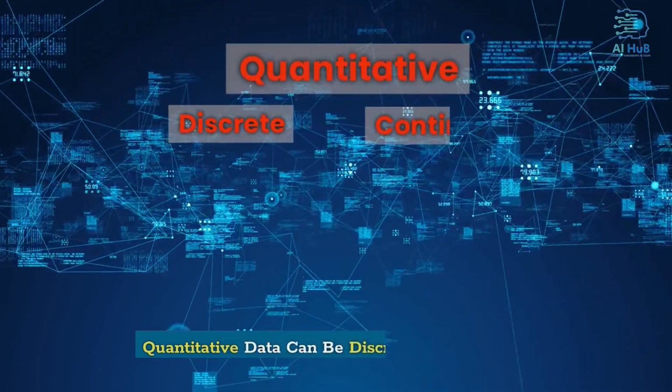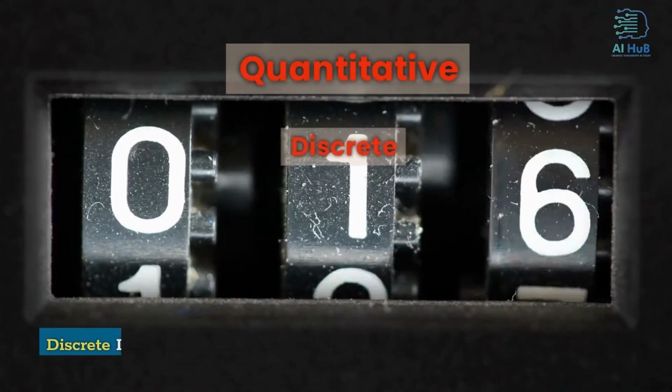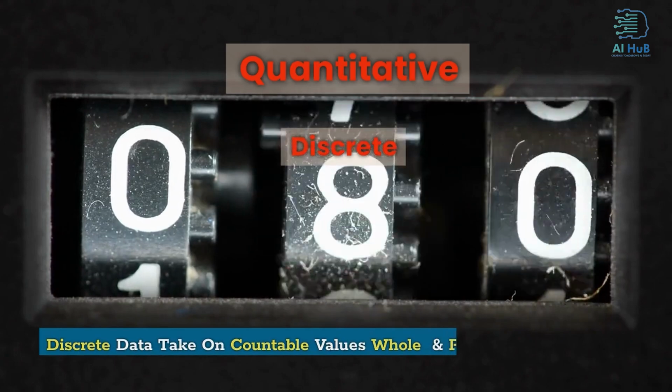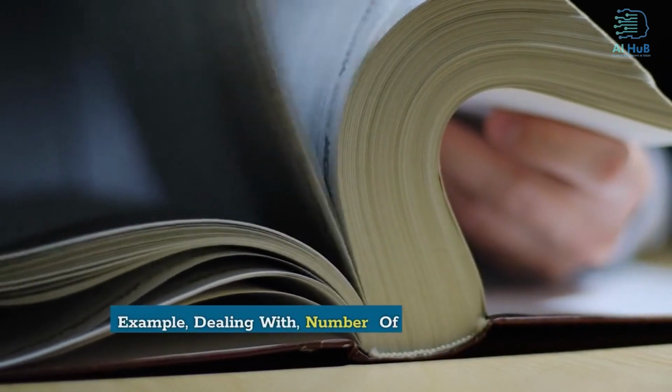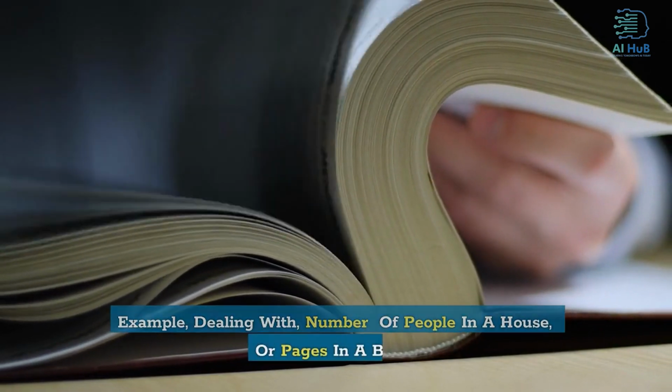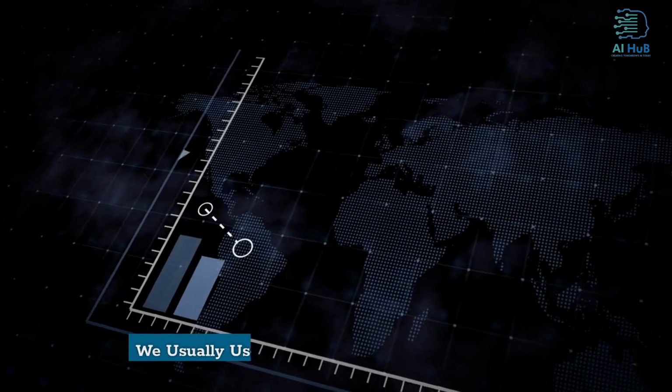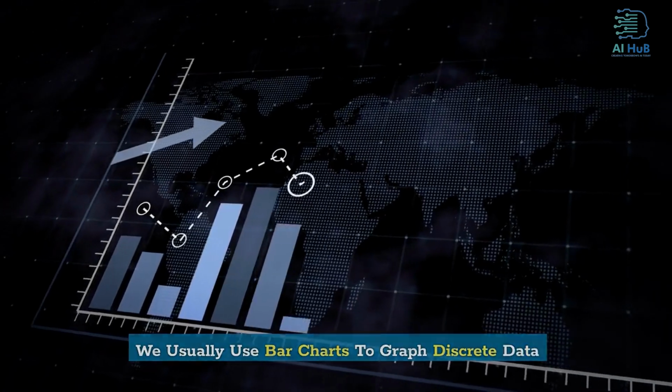Quantitative data can be discrete or continuous. Discrete data take on countable values, whole and positive numbers only. Example, dealing with number of people in a house, or pages in a book. We usually use bar charts to graph discrete data.